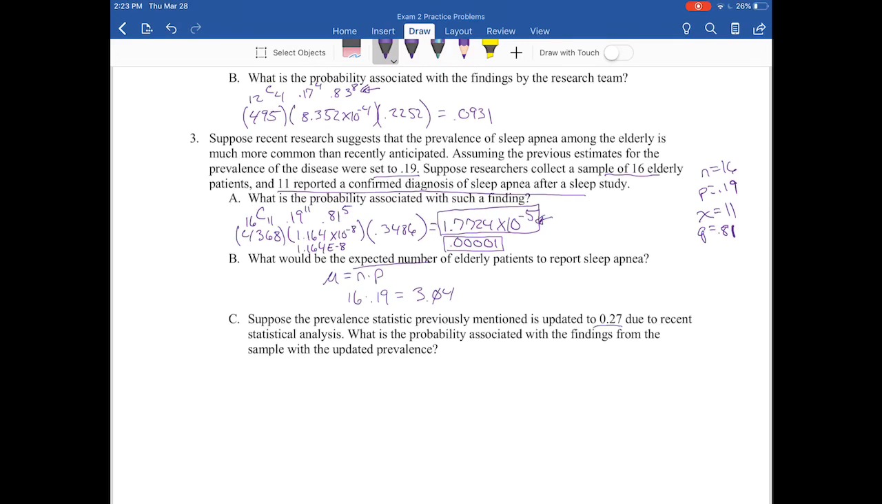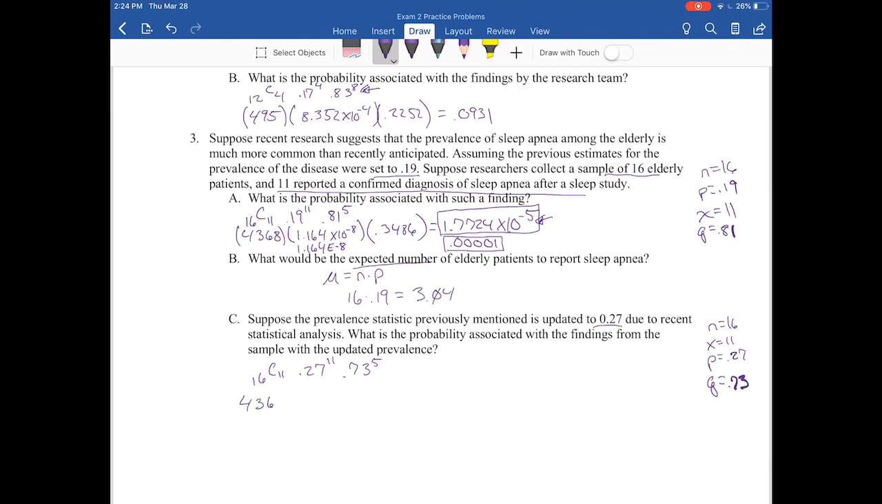And then part C, the only thing we're doing now is updating it. We determined that 0.27 is the more updated prevalence statistic. So now our n stays the same, our x stays the same, but our probability is now changing to 0.27, and our q is also going to change since our probability changed. So 1 minus p will give us our new q, and that's going to be 0.73. So with this new updated prevalence statistic, we put it in our problem. We have 16 choose 11, 0.27 probability of success to the 11th power times the probability of failure to the 5th. Write it all out.